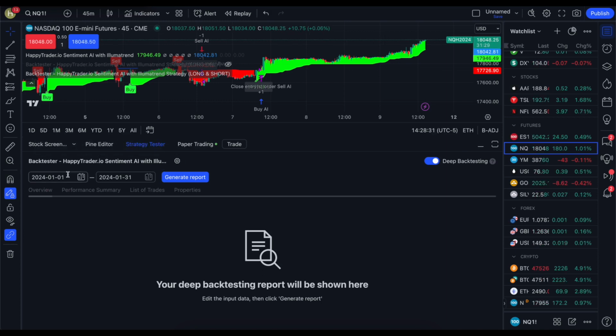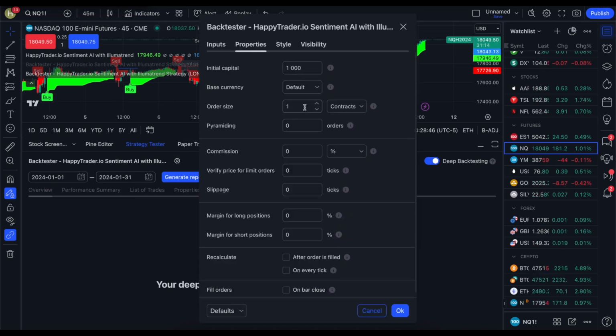So the first thing we're going to do is check our date range. We have deep backtesting enabled for TradingView. We're looking at January 1st, 2024 to January 31st, 2024. We're going to double check our parameters. We have $1,000 of initial capital. We have one contract. We're not doing any pyramiding of orders, meaning adding, stacking orders in one direction.